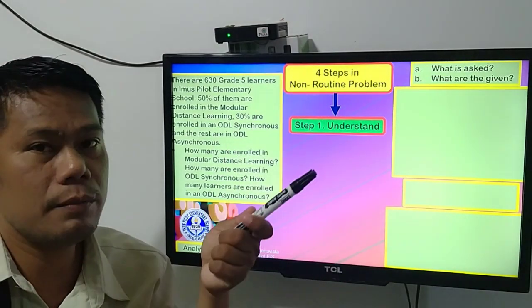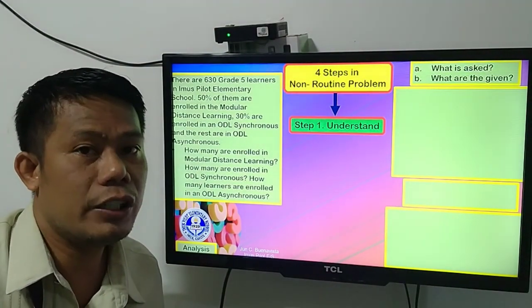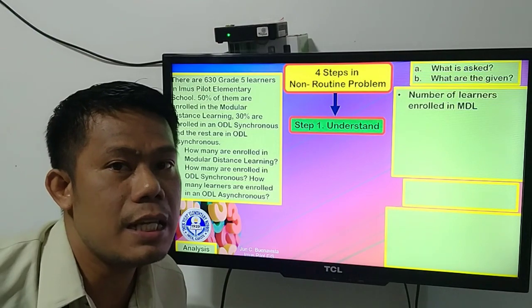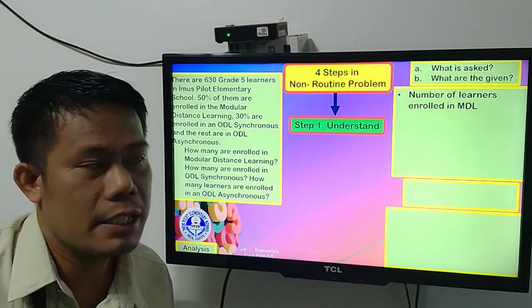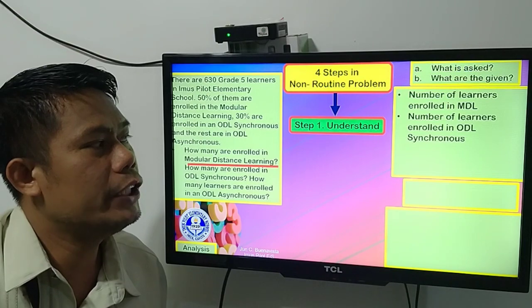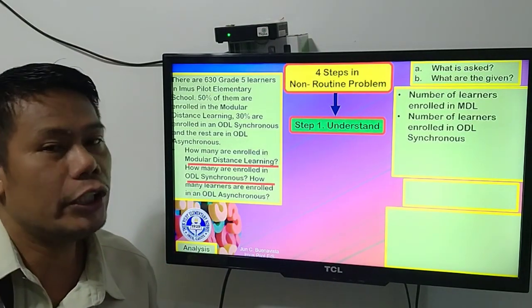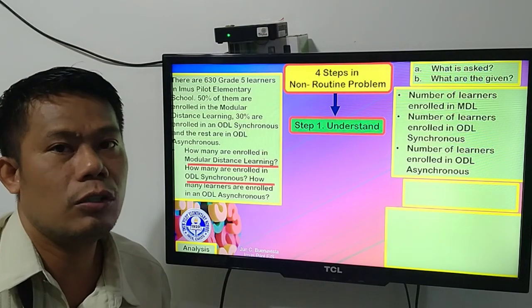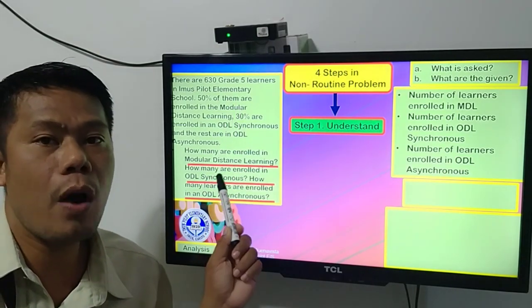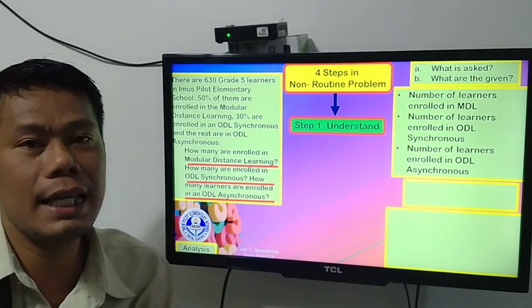So, going back to our problem a while ago, what is asked in this problem? In this problem, it requires 3 answers. And what are those? We have the number of learners enrolled in MDL or Modular Distance Learning. That is here in our problem. The second one, the number of learners enrolled in ODL Synchronous. And the third one, the number of learners enrolled in ODL Asynchronous. So look at this. This problem requires 3 answers, and that is why we call this a non-routine problem. Dahil 3 ang kailangan na sagot.